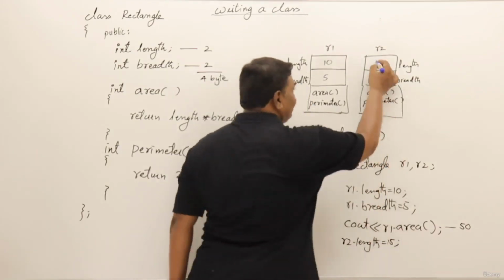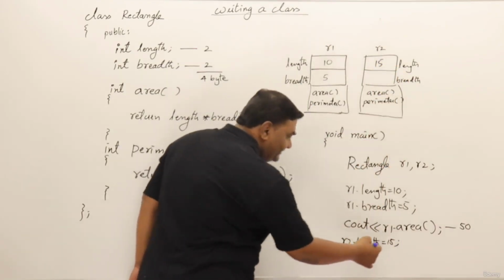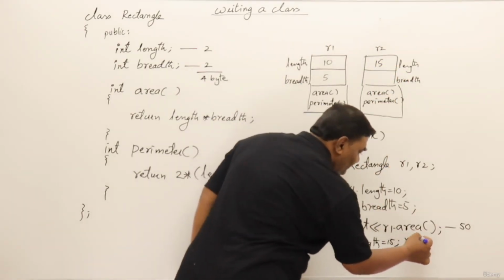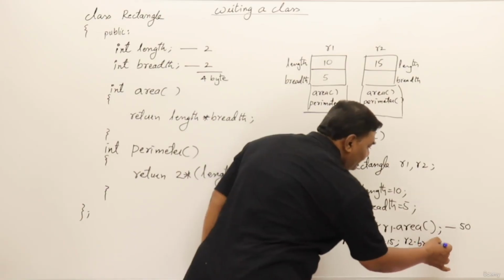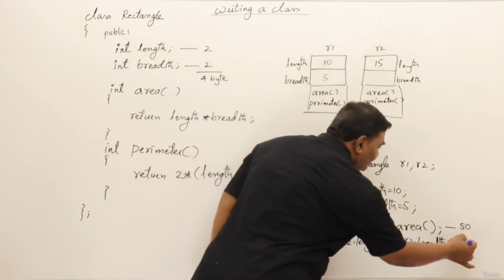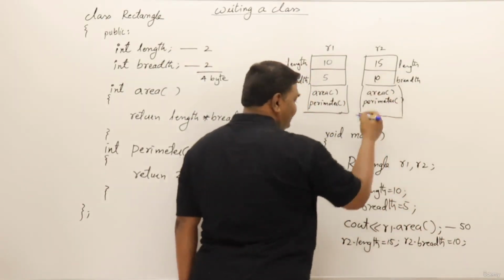So I am making this length as 15. There is no space, so I will continue in the same line. R2 dot breadth, assign 10. So I will set this breadth as 10.